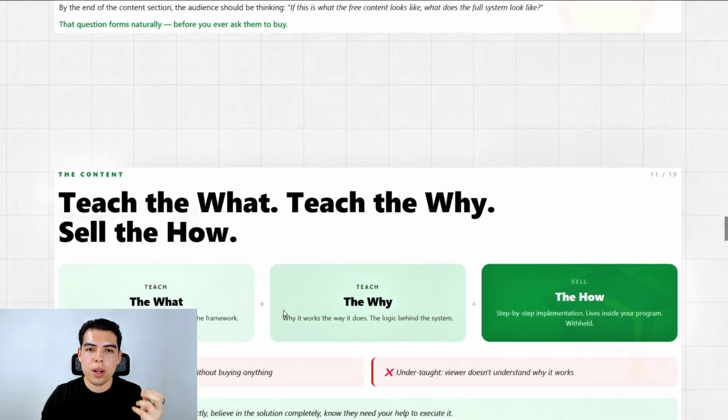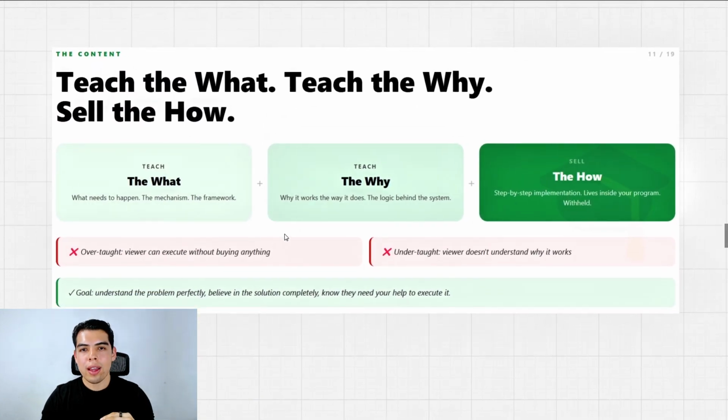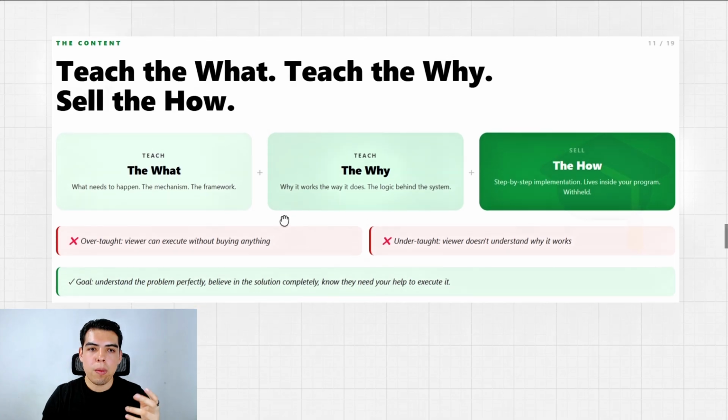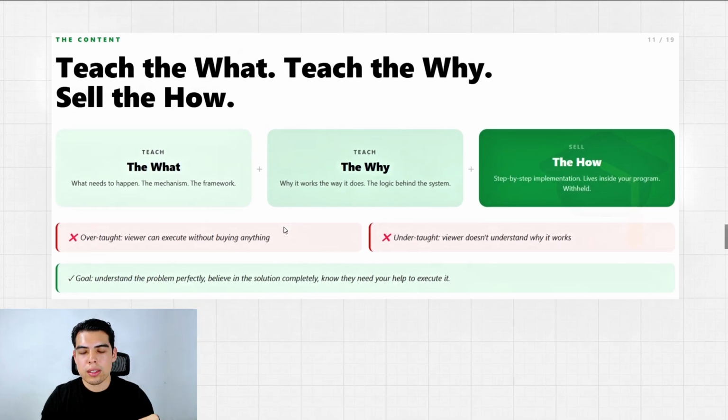The third piece is what you teach. Teach the what, teach the why, and then sell the how. Tell them what needs to happen, tell them why it works the way that it does, but the step-by-step implementation, the specific sequence, the exact process that lives inside your coaching program is withheld. The goal is this: they need to understand the problem perfectly, they need to believe in the solution completely, and they need to know that they need your help in order to execute it correctly.